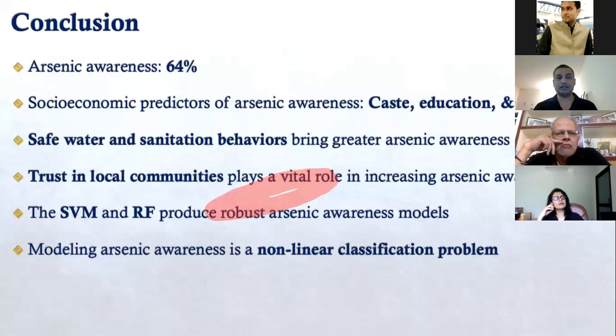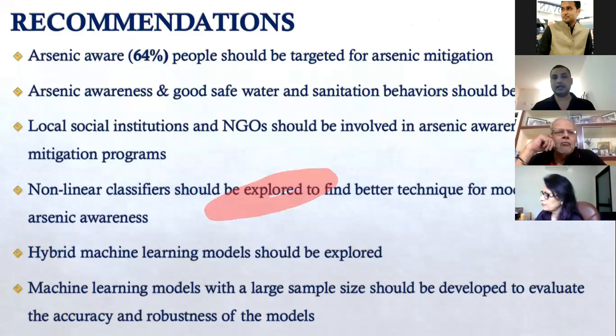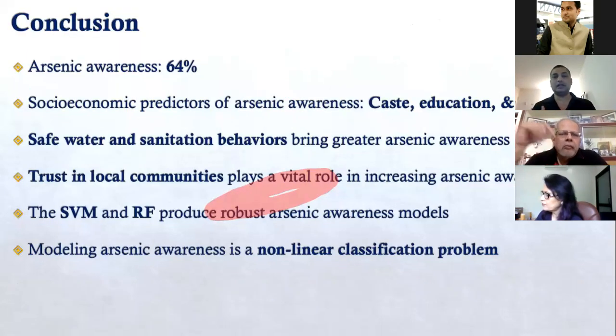As I mentioned, support vector machine and random forest produced robust arsenic awareness models, and modeling arsenic awareness is a non-linear classification problem. So in the future, if somebody is advancing this study, either me or any other scientist, they should look for a nonlinear classifier, not a linear classifier, because one of the most important outcomes of this study is that this kind of problem can be better dealt with by non-linear classifiers.